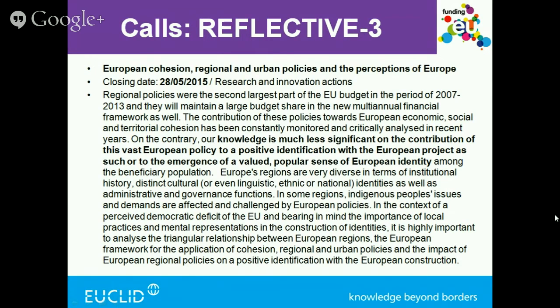European cohesion, regional urban policies and perceptions of Europe. Knowledge is much less significant on the contribution of this European policy to a positive identification of the European project or to the emergence of a valued popular sense of European identity. So research project there.